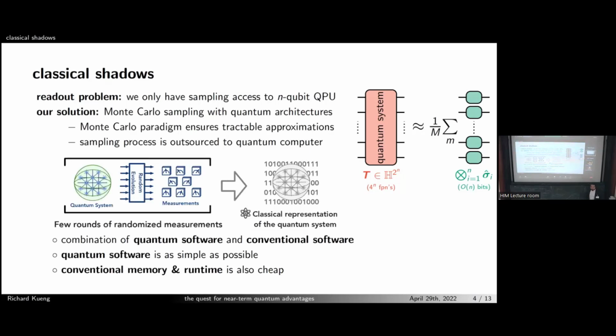Okay, and this is actually what we did. The Monte Carlo paradigm ensures tractable approximations of these complicated objects. If you try to do these things in classical data science, the most difficult part is typically sampling from the underlying distribution. But we found a way to outsource the actual sampling process to the quantum computer itself, because that's what it does. It gives you outcomes where the probability depends on the underlying quantum system. On a high level, what we achieved is a combination of very simple quantum software, very simple instructions on a quantum computer that you do just before performing the measurement and getting the sample, and conventional software. Both of them are very simple and tractable.